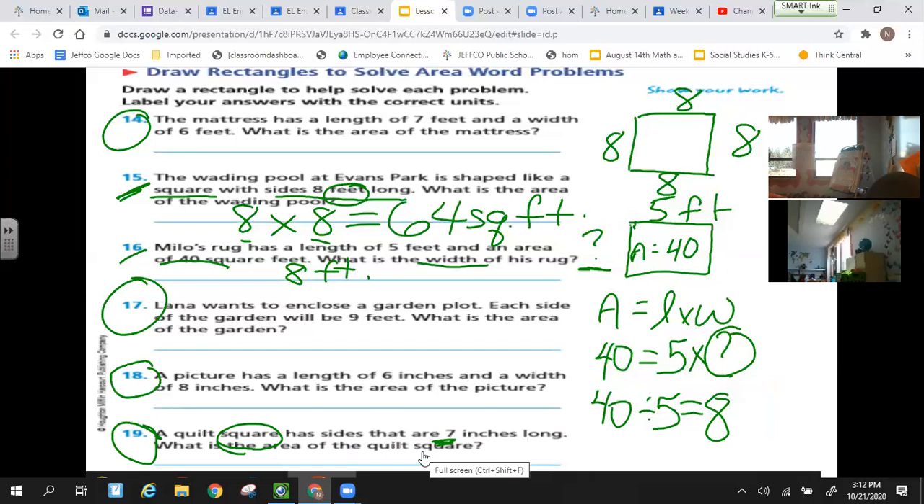Does anyone not have a partner? Oh, there you go. There you go.